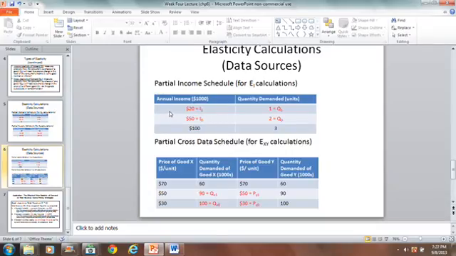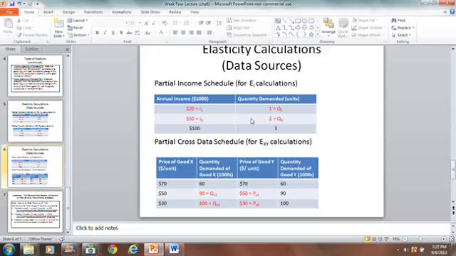So I've created a little table that has in one column annual income, and in the other column purchases or quantity demanded. When the annual income is $20,000, 1 unit of something would be purchased. When the annual income is $50,000, 2 units of something would be purchased, and so forth.